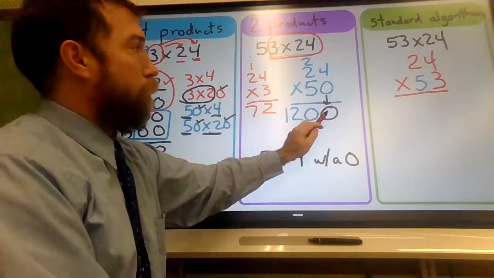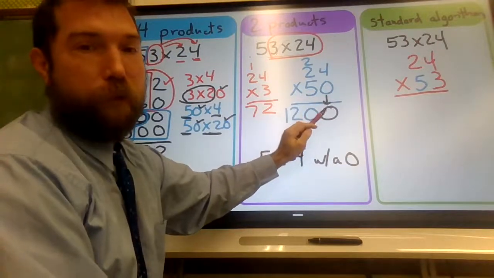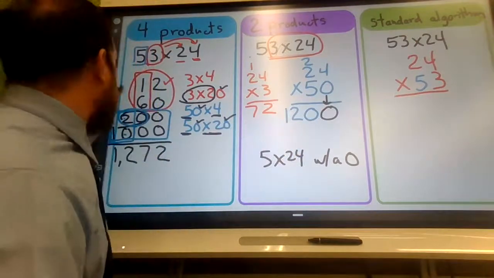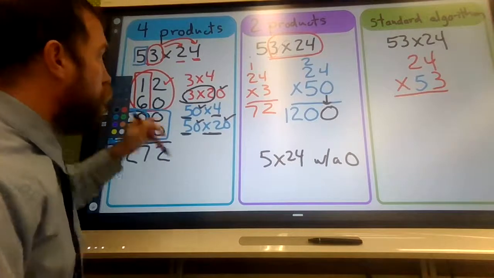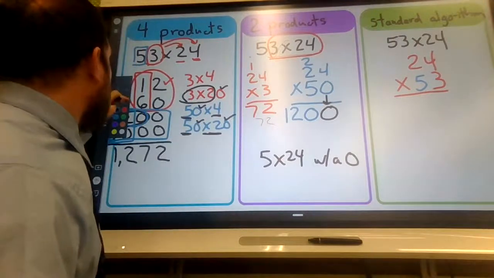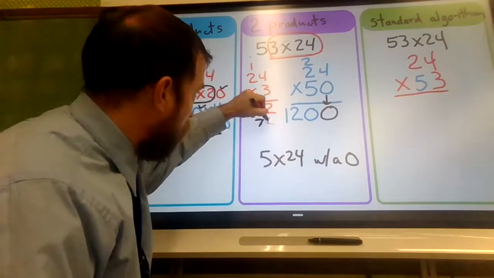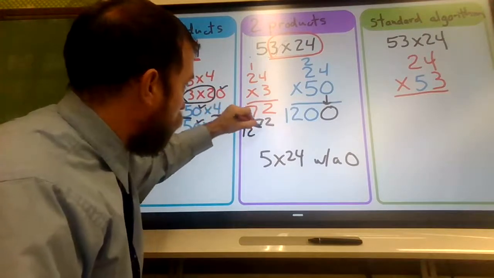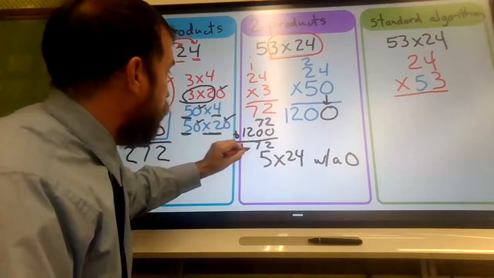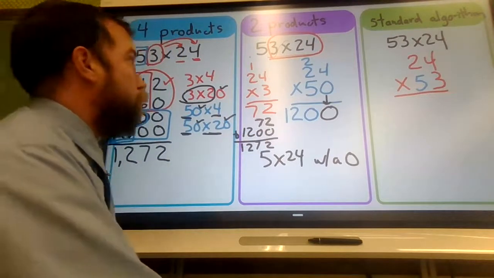Same thing here. We have to put our 0 as our placeholder. And then we would go back and we would add those two things together. We would add the 72 plus the 1,200, and we get 1,272.